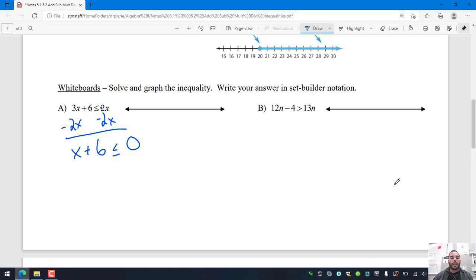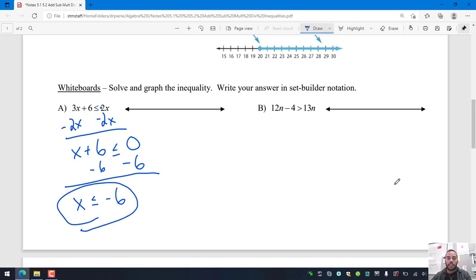Then I ask myself this question: is x by itself yet? No, it's not. There's a plus 6 next to it. How do I get rid of a plus 6? I have to subtract 6, so I subtract 6 from both sides. Then on my left side, I'm just left with x, which is what I want. I still have a less than or equal to sign, because I have not divided or multiplied by a negative number. I have subtracted, but subtracting is fine. 0 minus 6 is equal to negative 6. And my answer in set builder notation is x is less than or equal to negative 6. Okay, so I solved it.